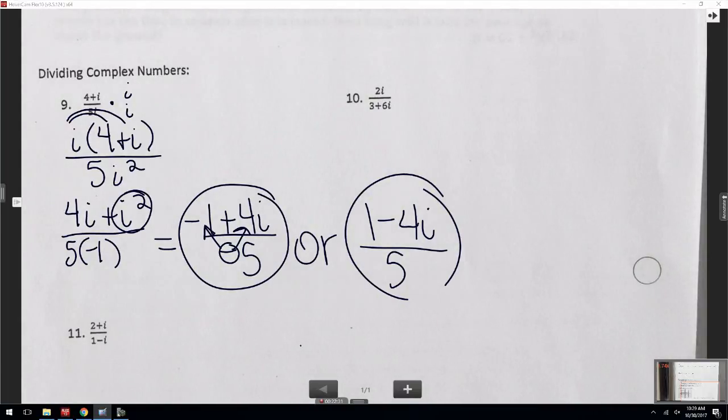What's different about number 10? Okay, you with me? Come on, wake up. What's different about number 10?